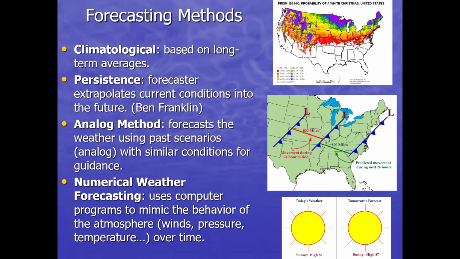The next, and a little bit more skillful than climatology, would be persistence. Ben Franklin was really the first to identify persistence and try to forecast using persistence. This is the idea of essentially linear extrapolation. So let's say we have a cold front across the Great Plains. Yesterday it moved 800 miles, and we would then forecast today it to move another 800 miles, right?